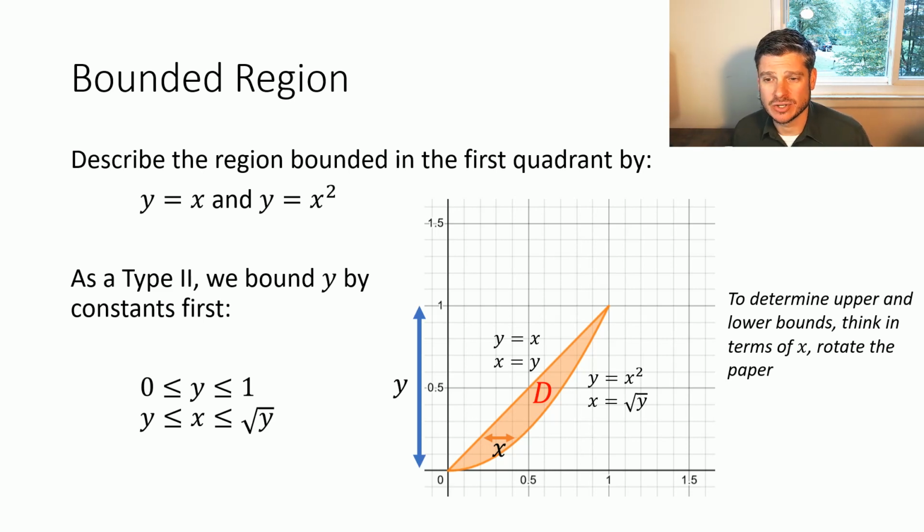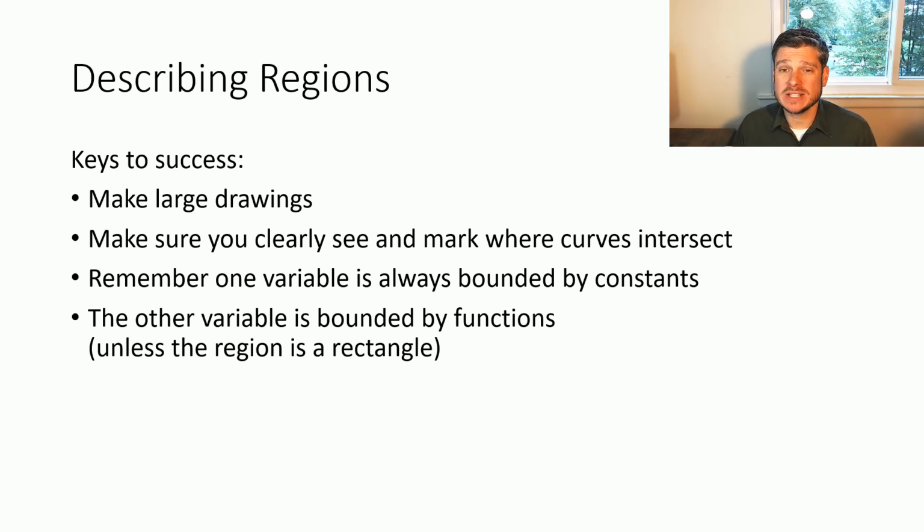All right, so those are the examples I wanted to run through. A few keys to success in being able to describe your regions, which, if you can't even describe your region, you're not going to be able to set up your integral, and you're basically not going to be able to do the rest of the problem. So understanding this first step is pretty critical. Step number 1, make large drawings. Use technology if you need to see the graphs if you don't know exactly what they look like.